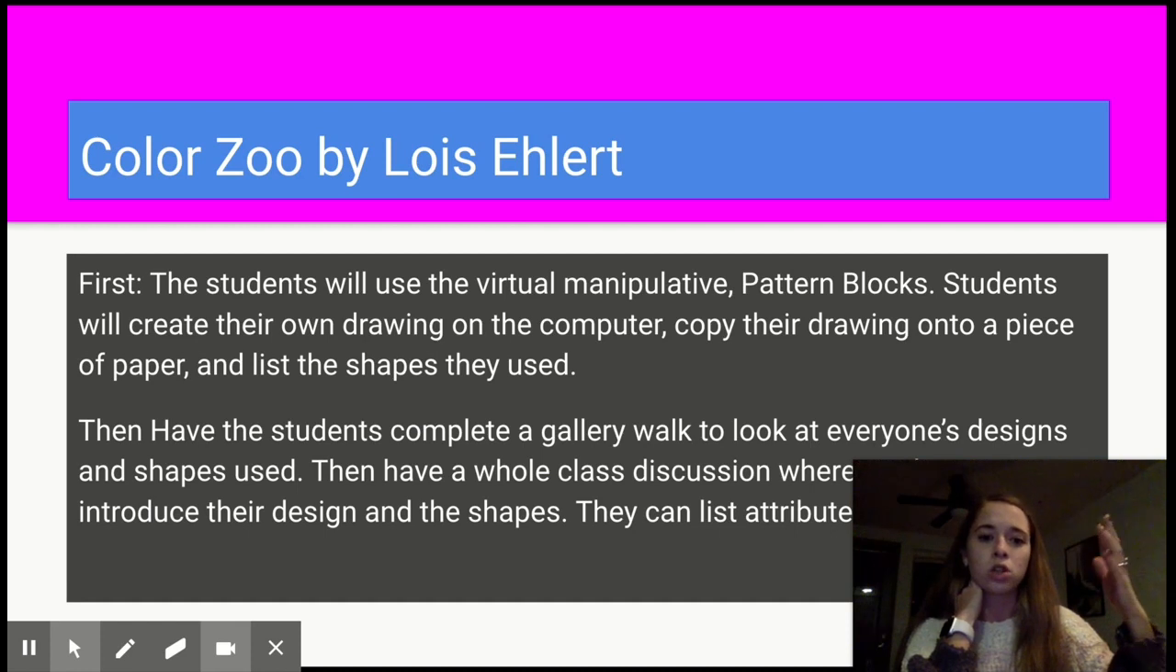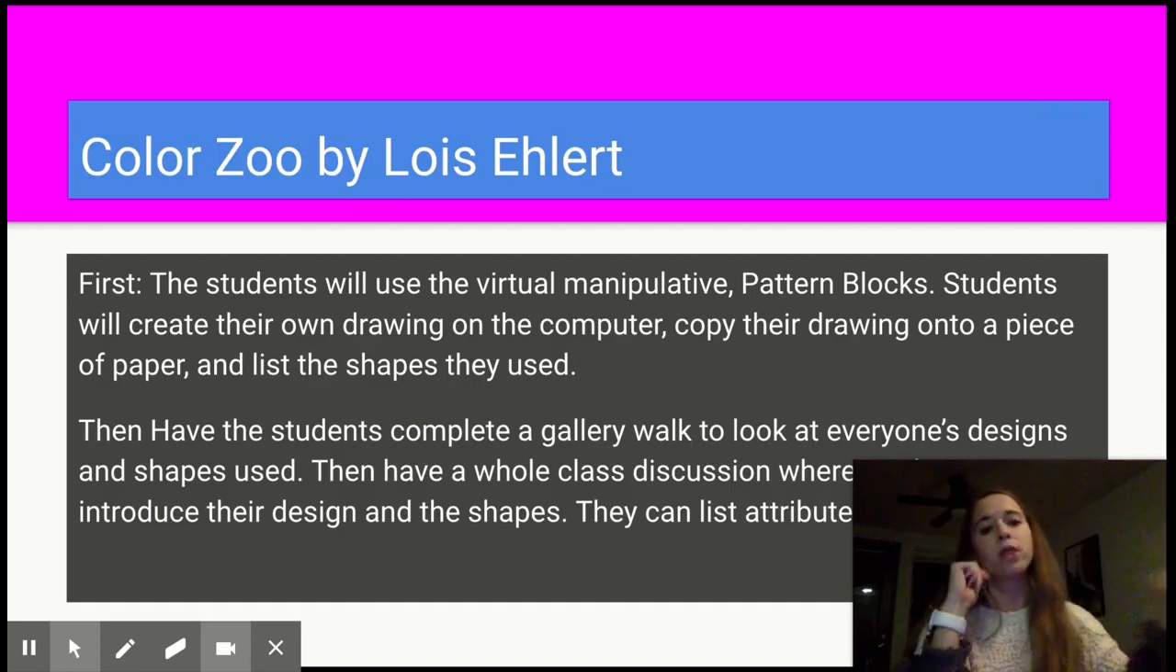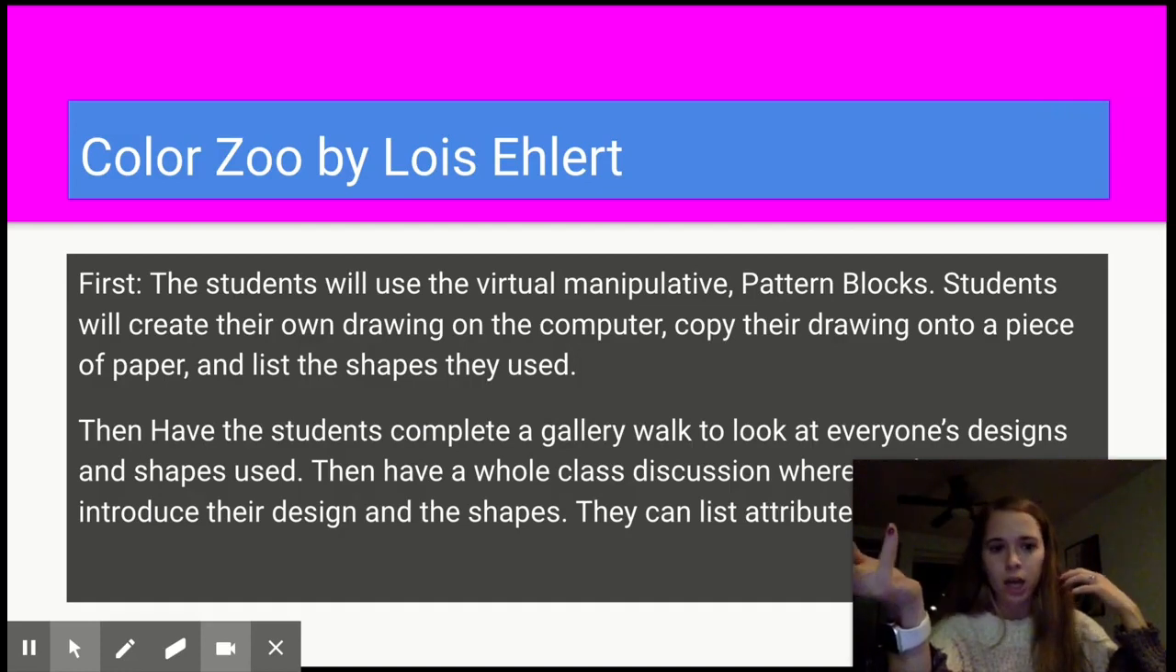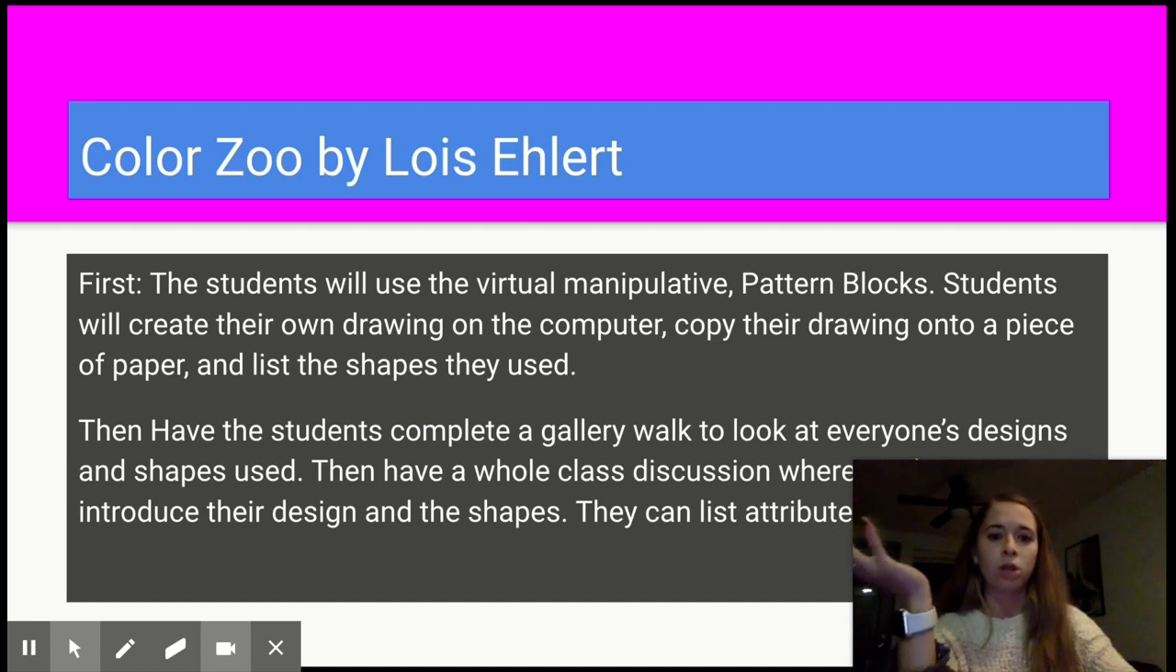And then once the students are all done, we'll just get up and do a really quick gallery walk where everyone walks around and sees what each student has drawn, and then students can, once they sit back down, have a quick class discussion about what they drew, why they drew it, how the shapes play together, and what shapes they used, and they can list the attributes of the shapes.